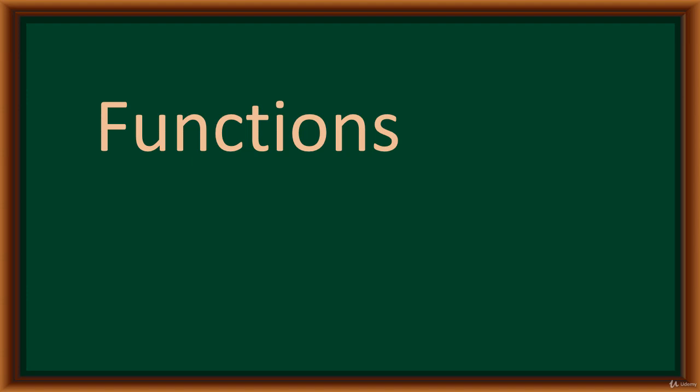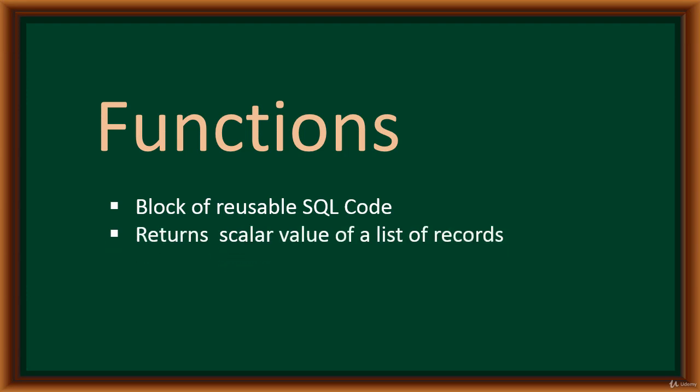What are functions? Functions in Postgres are basically a block of reusable SQL code. The code can also return a scalar value or a list of records. It also can return composite objects.